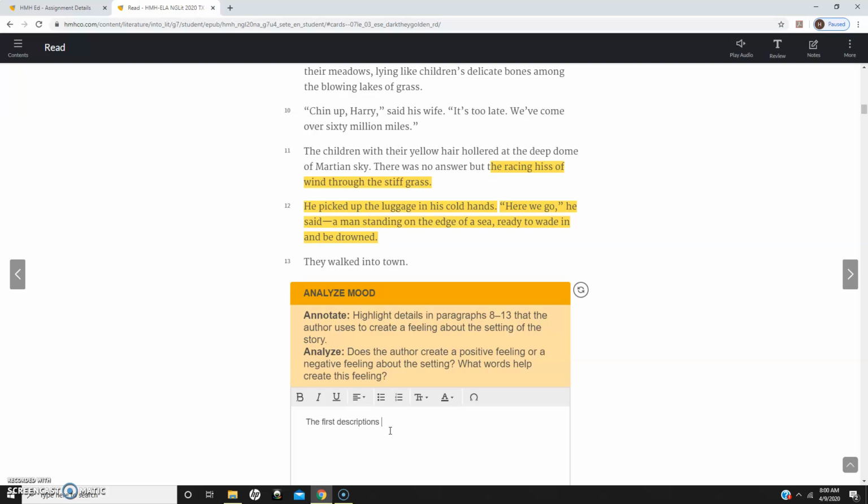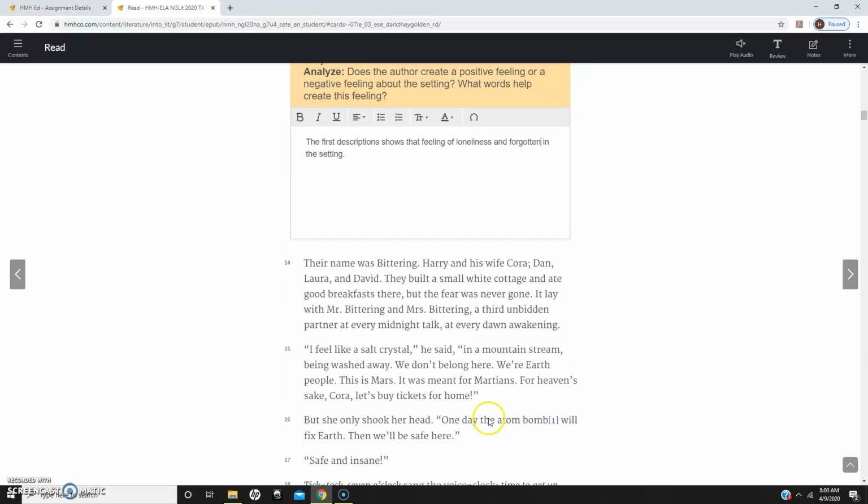Shows a feeling of loneliness and forgottenness in the setting. Forgotten in the setting. Sorry about that. So like I said, words like old cities, racing hiss of wind, stiff grass. He's trying to create a mood, a setting of being lonely and forgotten. Where are they? They're in a Martian land. That's what you need to pay attention to. So I'm going to go ahead and keep reading.